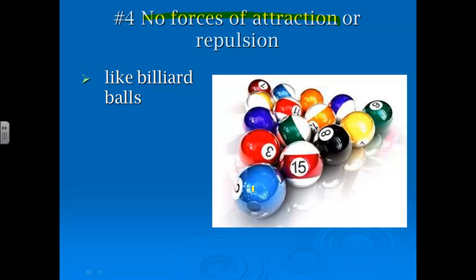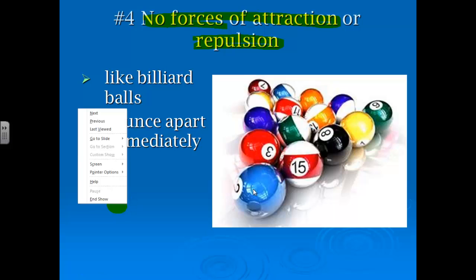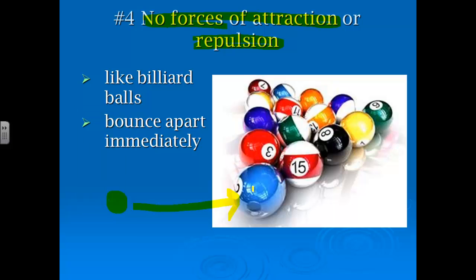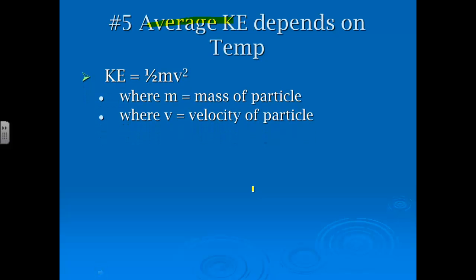Now, this dovetails on that one as well, but number 4 states that there are no forces of attraction or repulsion. And the reality is that there are forces of attraction and repulsion between just about all types of matter, but we're going to assume no forces to make the science a little bit easier. And one of the best ways I know how to explain this one is very similar to billiard balls, if you're playing pool. As soon as you hit, here comes the cue ball that you're going to hit something with, they're going to scatter in all different directions. They bounce apart immediately so that they're not really attracted to each other or repulsed. They act independent of each other, so to speak.